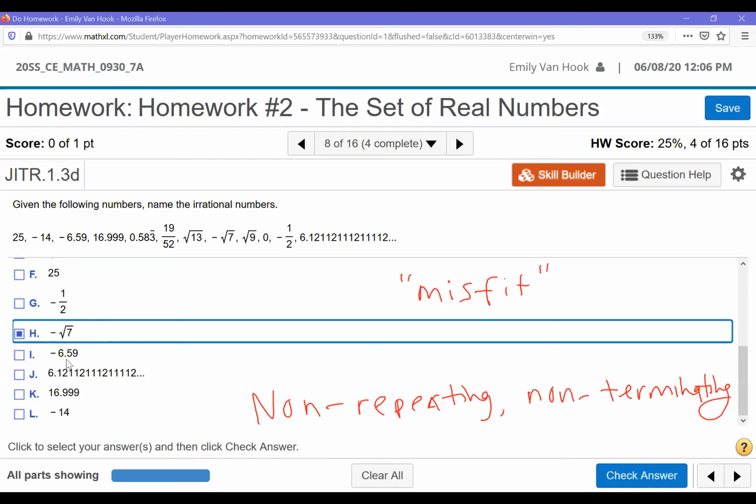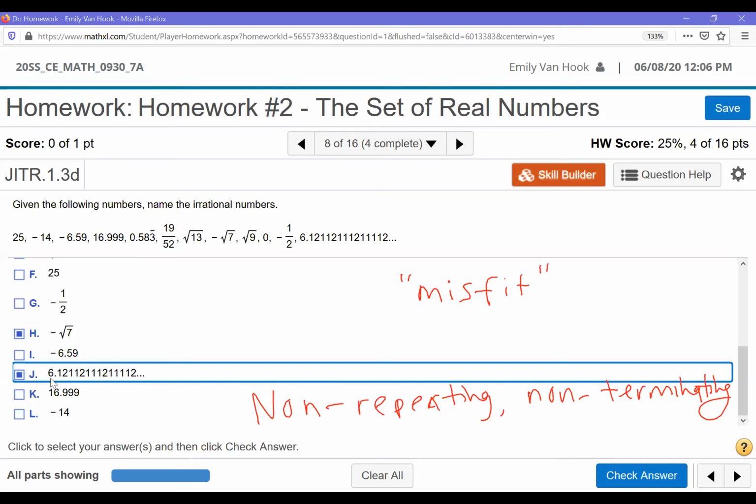Let's keep going. Choice I, this decimal has an end to it, so I will not be choosing that one because it is a terminating decimal. It has a termination right here. Choice J, we saw one kind of like this in the notes. This is non-repeating, non-terminating.